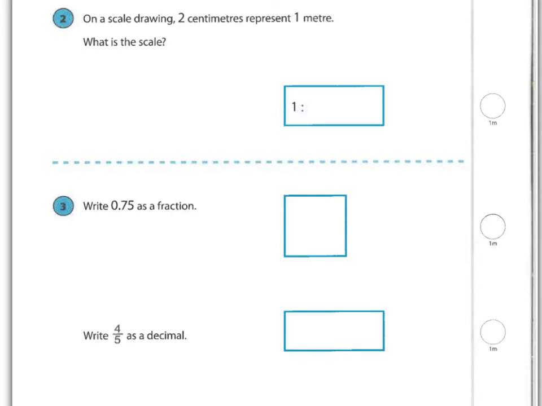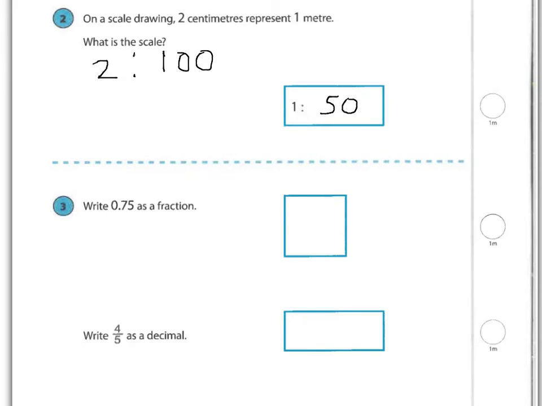On a scale drawing, 2 centimeters represents 1 meter. What is the scale? To represent this as a scale, we must first of all work with these two quantities being in the same unit. So that is 2 centimeters represents 100 centimeters. Then to convert it into the scale, we would simplify this and divide by 2, which would give us 1 to 50.